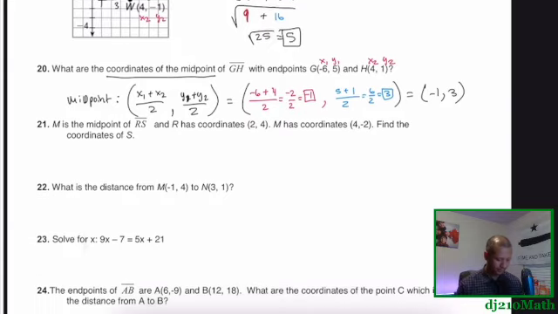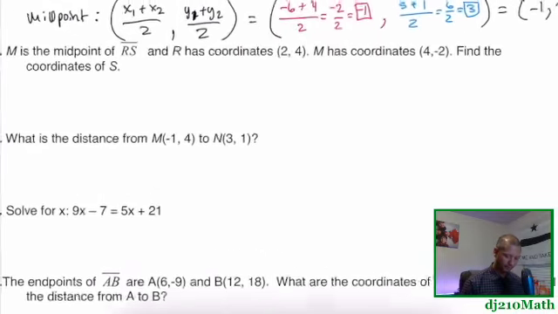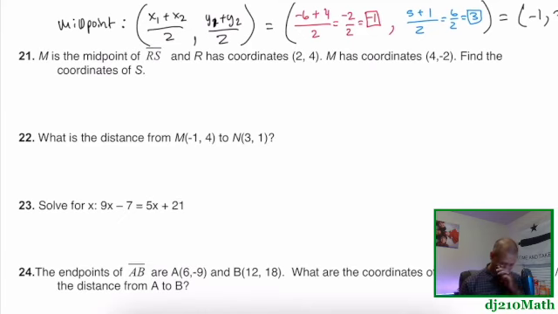Okay, getting close to the end here. These are going to start getting tougher. All right, 21. M is the midpoint of RS. R has coordinates 2, 4. M has coordinates 4, -2. Find the coordinates of S.